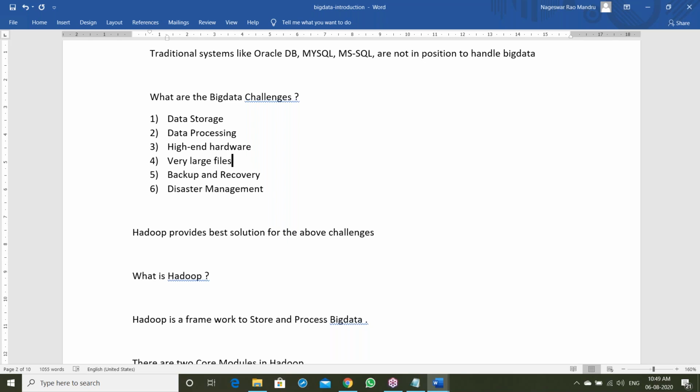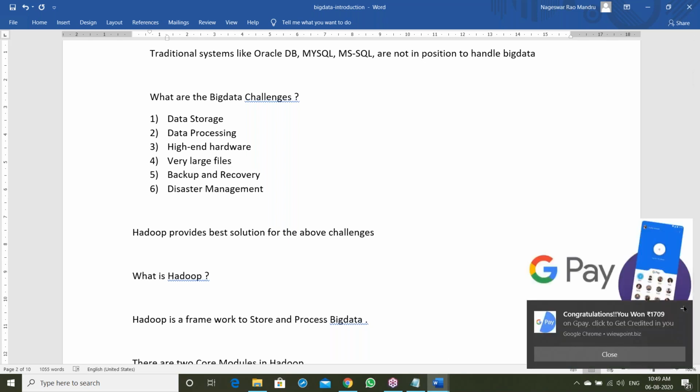Suppose you are using a RAID disk with Hadoop, what happens here? Maintenance is more, right? For big data purposes, suppose you can purchase a 10 TB disk, but a 100 TB disk is very costly. If it is a RAID disk here, maintenance is more.